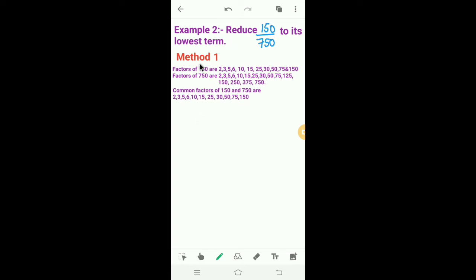Here we have to divide 150 and 750 by their common factors. Let us divide the numerator and denominator by their common factors. Here we start with 2. 150 by 750. 2 75s are 150. 2 375s are 750. Next, 75 divided by 375.